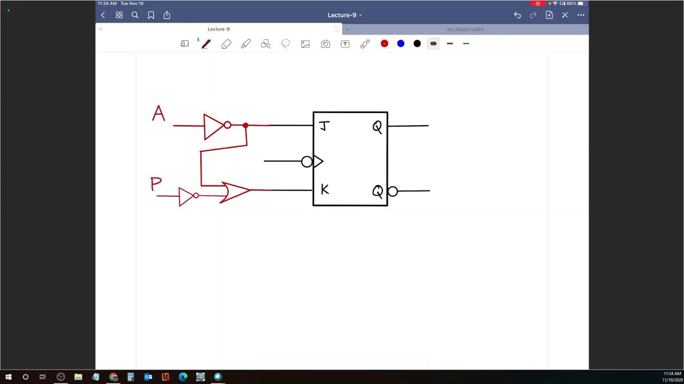A, P, we are done. A and P. Yeah, you can do A and P as well. Sure. That'll work. Either one will work. Next, what do we have? Clock. What do we do about the clock?